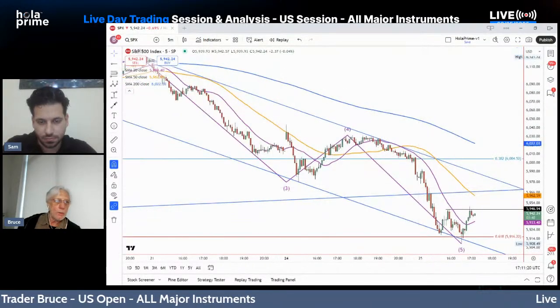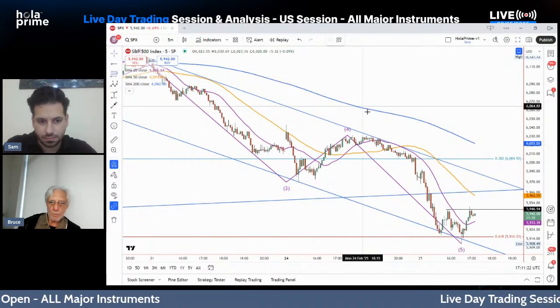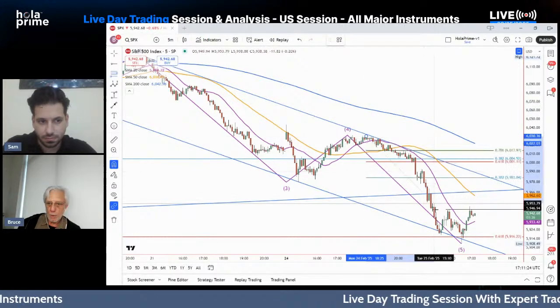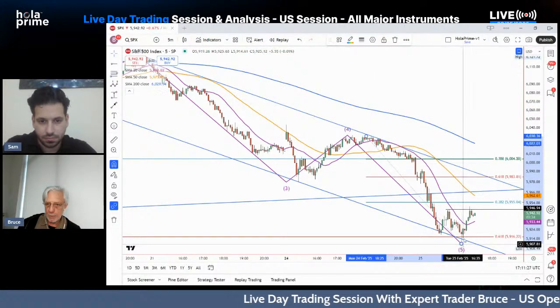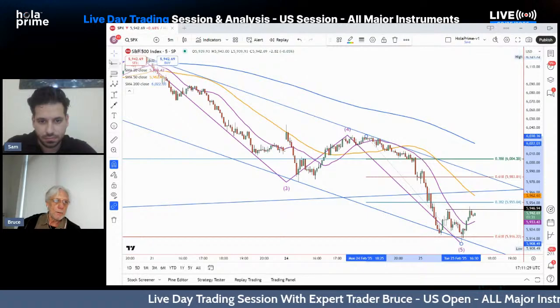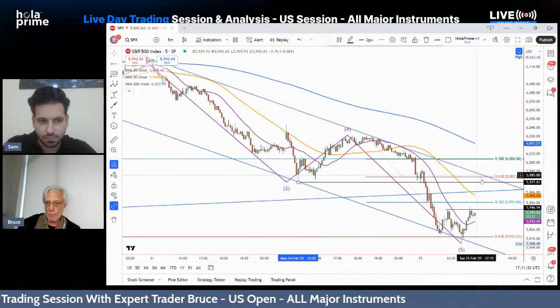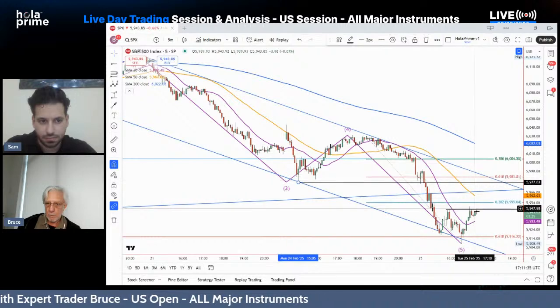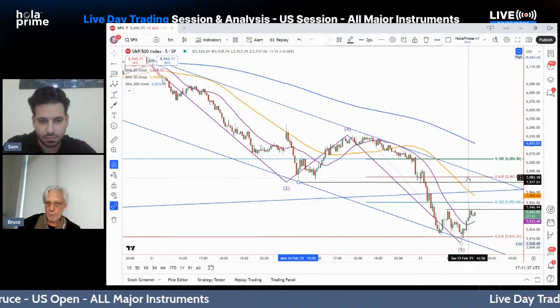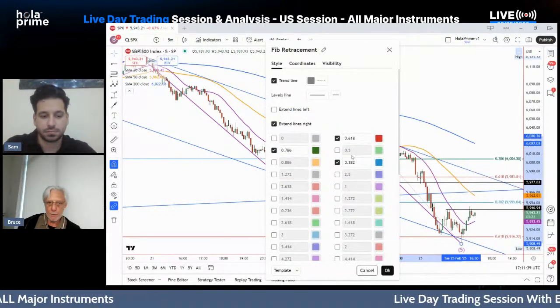And then where might it go to? Or where would we want to be anticipating potential resistance? So we have this previous support become potential resistance. The 38% retracement. I took out the 50. Let me put that back.